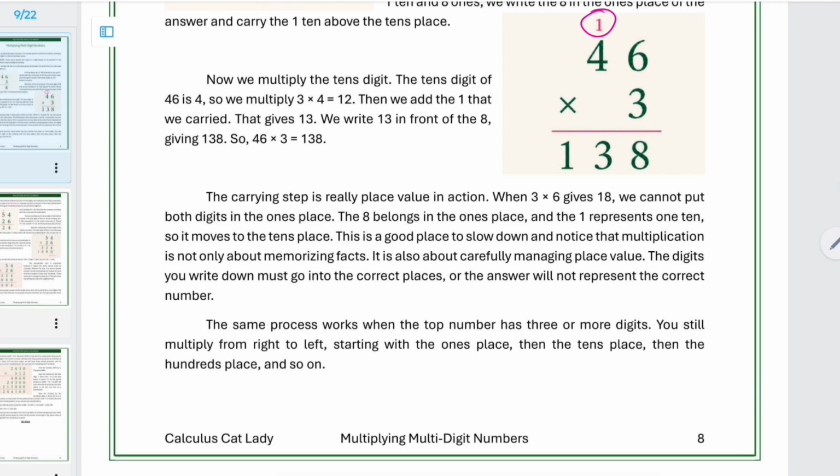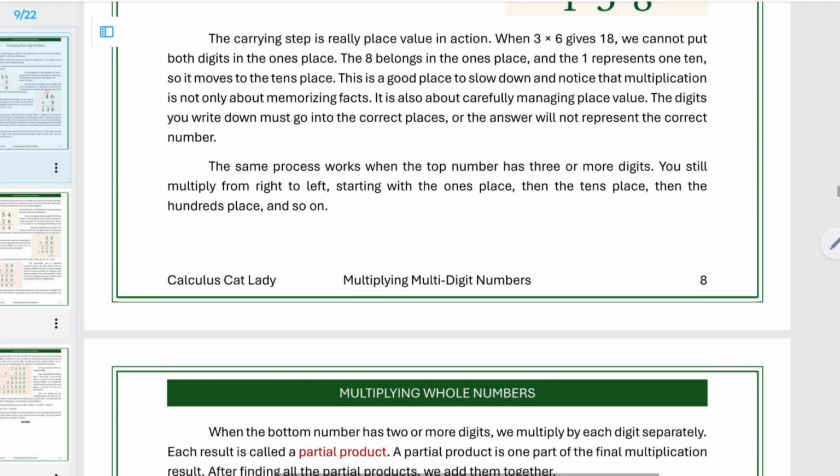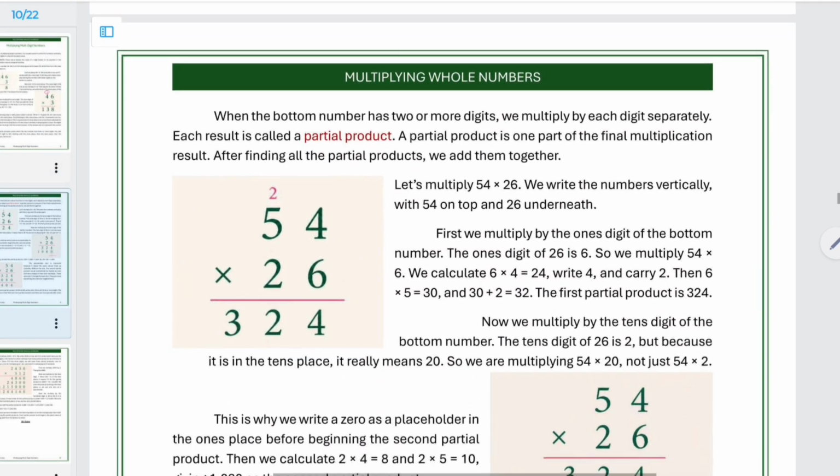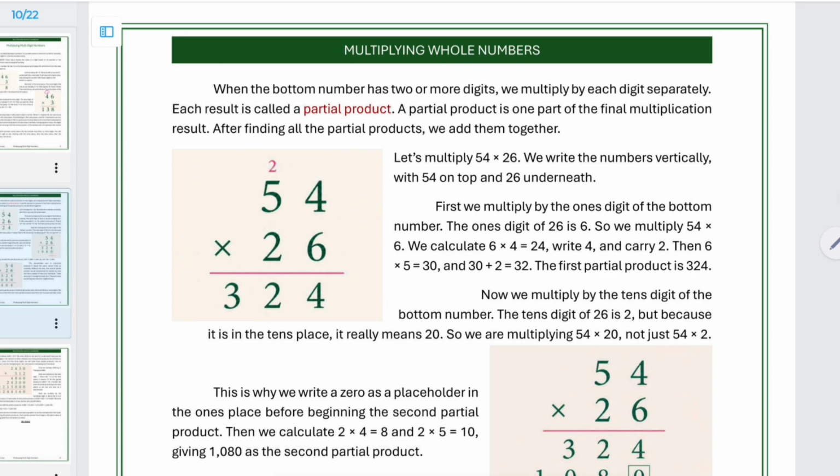The same process works when the top number has 3 or more digits. You still multiply from right to left, starting with the ones place, then the tens place, and then the hundreds place, and so on. When the bottom number has 2 or more digits, we multiply by each digit separately. Each result is called a partial product. A partial product is one part of the final multiplication result. After finding all the partial products, we add them together.